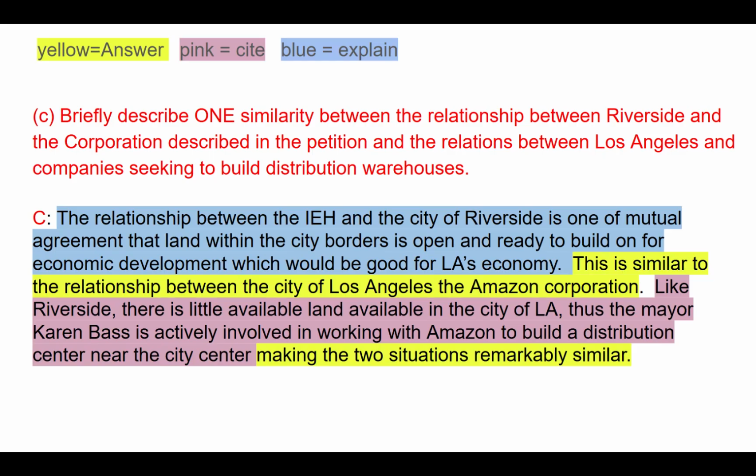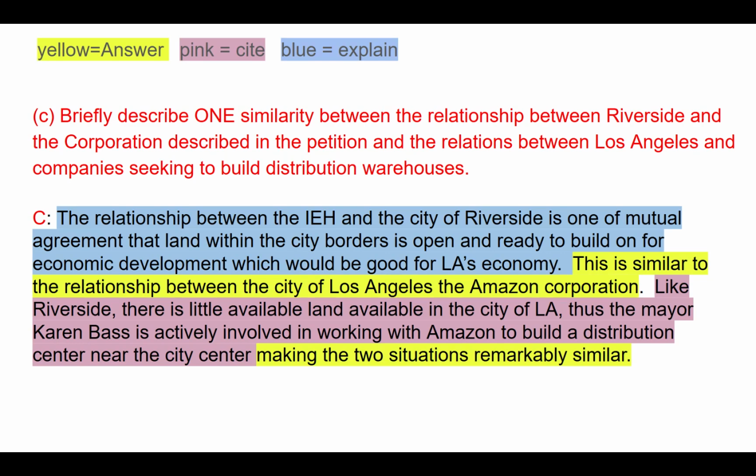So if your teacher had really taught about land availability and relationships between city councils and corporate warehouse builders, then you would be able to say, "Oh, I remember she talked about Los Angeles," and so you would be able to bring that in. So if you haven't studied and you don't know anything other than what is in the document, you're not going to be able to answer the question. So notice how this one is split up between explaining starts, answering is in the yellow, goes into citation, and then brings back the answer at the end.